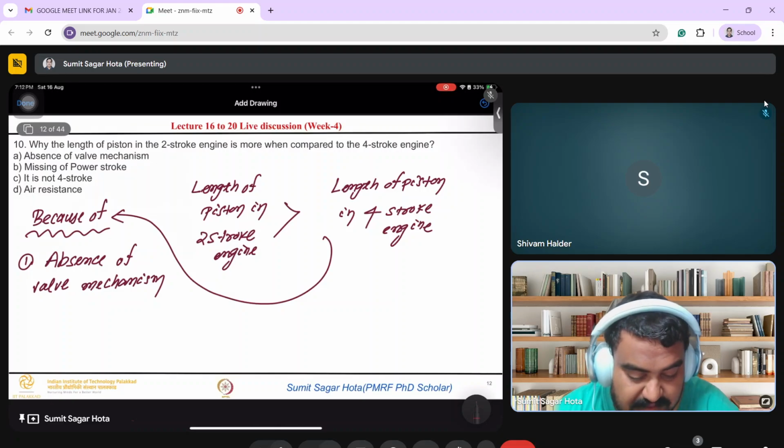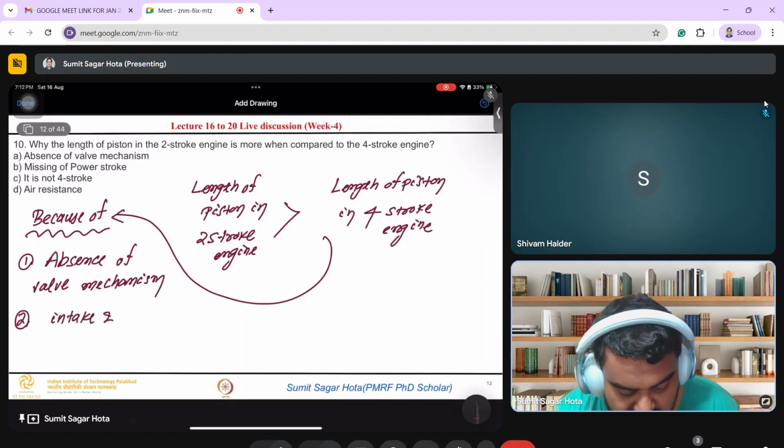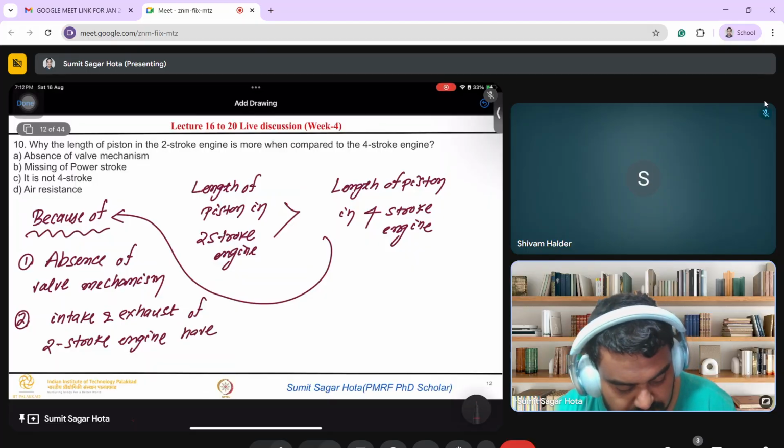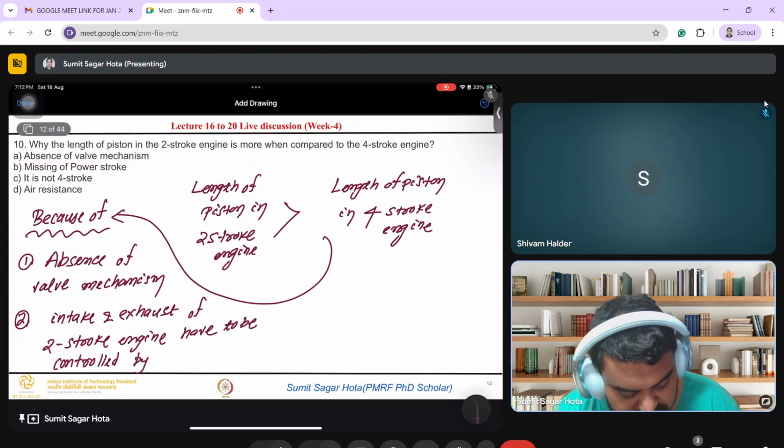Because of absence of valve mechanism, and second, intake and exhaust of two-stroke engine have to be controlled by piston itself.